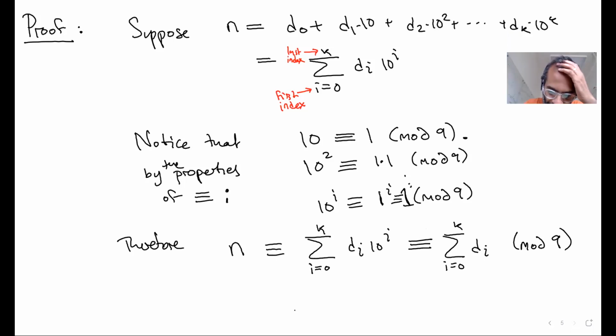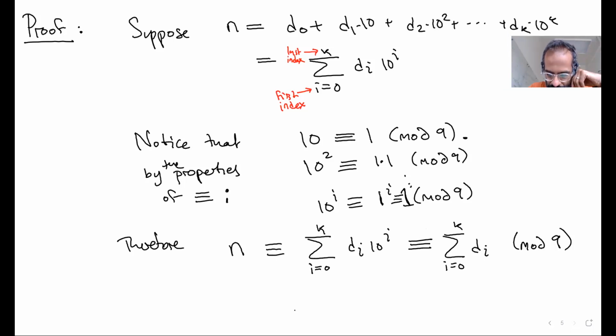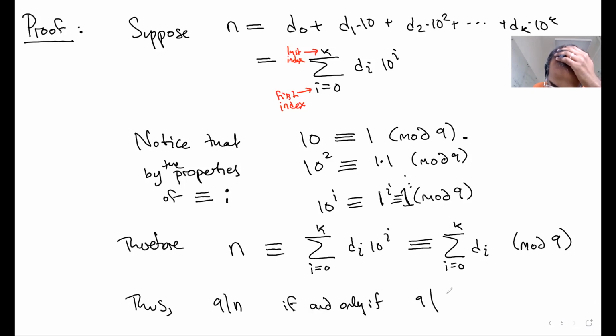Any questions about that step? But then that's what I wanted to prove, right? I proved something even stronger. I proved that they have the same remainder. So thus, 9 divides n if and only if 9 divides the sum of the digits of n. So that's the proof of this divisibility test for 9.